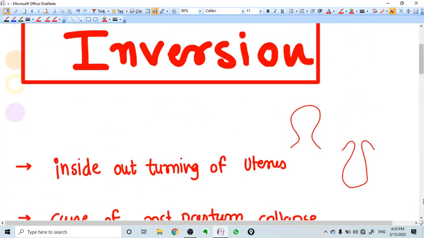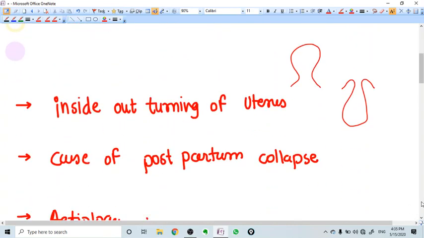Why is it so important? Because whenever the uterus is turned inside out, the main problem we have is neurogenic shock. This will definitely stretch the ligaments in an exceeding way. That's why there will be a neurogenic shock. Whenever this happens, the patient goes into shock.